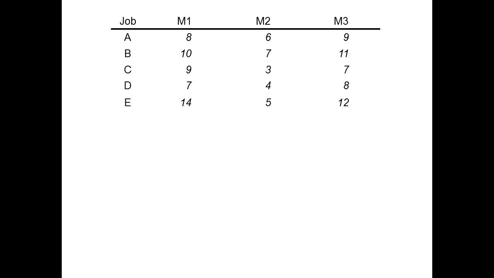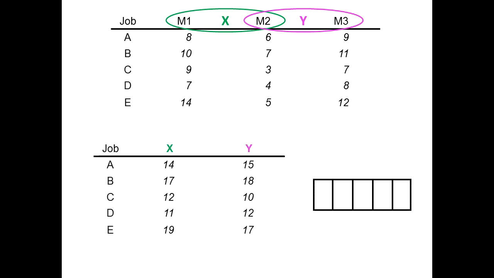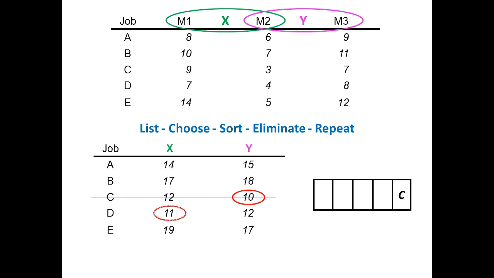Let's have a look at problems involving 3 work centers. Before we apply Johnson's rule, we need to create a new data table by combining the activity time on the multiple work centers, becoming only 2 work centers, which can be represented as X and Y. For this case, we will combine M1 and M2 to become X. Then, we will combine M2 and M3 to become Y. List back all jobs and the new activity time. Apply Johnson's rule or the simplified version, which is list, choose, sort, eliminate, repeat, to find the new job sequence.